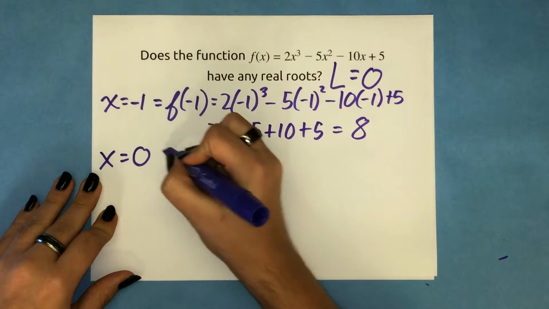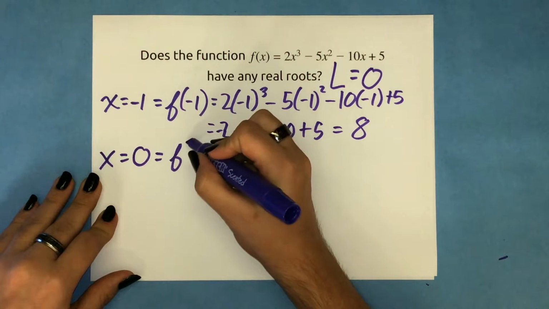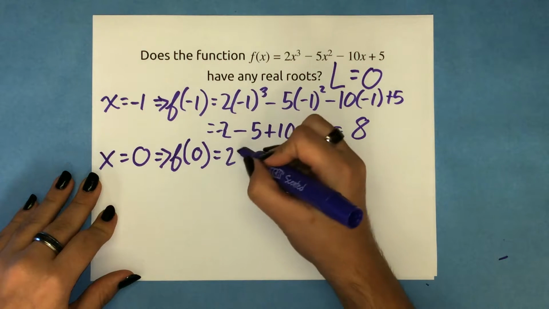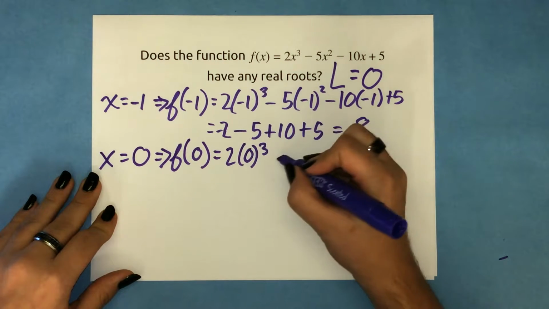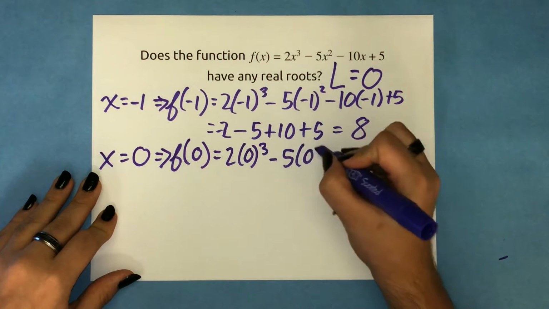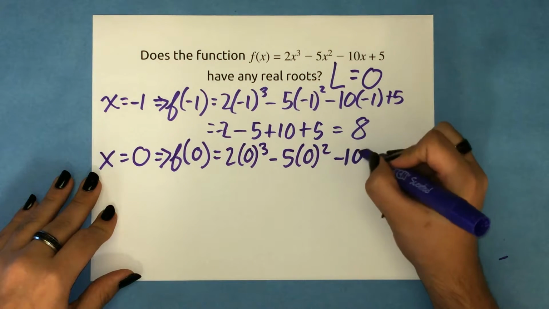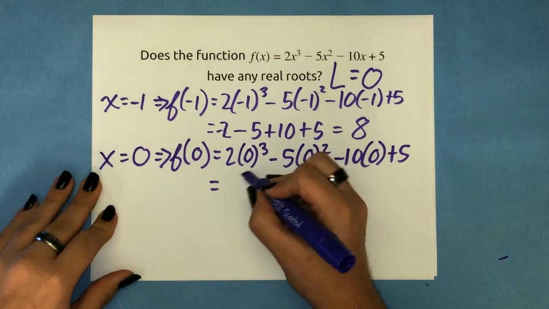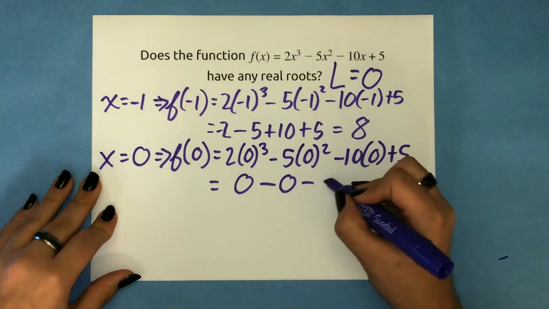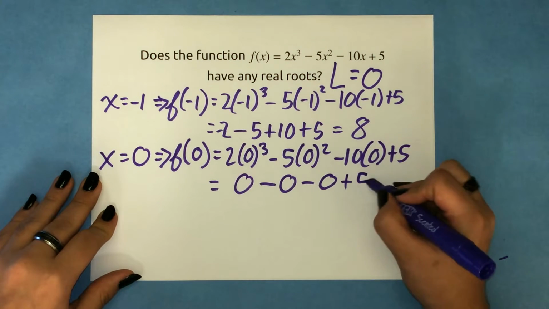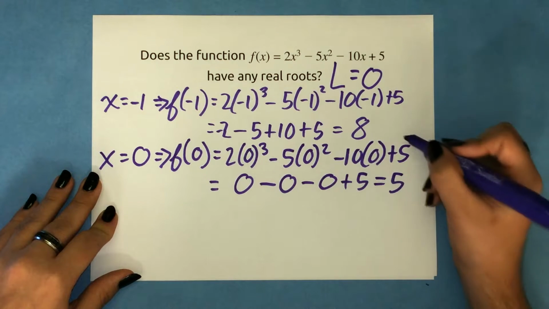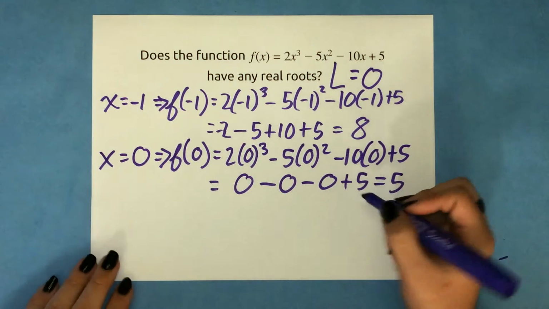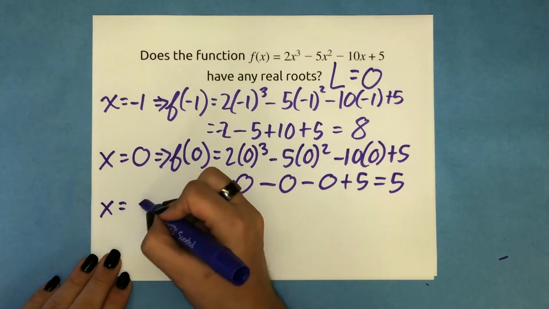If x is 0, then f of 0 is equal to 2 times 0 cubed minus 5 times 0 squared minus 10 times 0 plus 5, which becomes 0 minus 0 minus 0 plus 5, which equals 5. We're still above the x-axis, so we're going to need to keep going. Let's try if x is equal to 1.